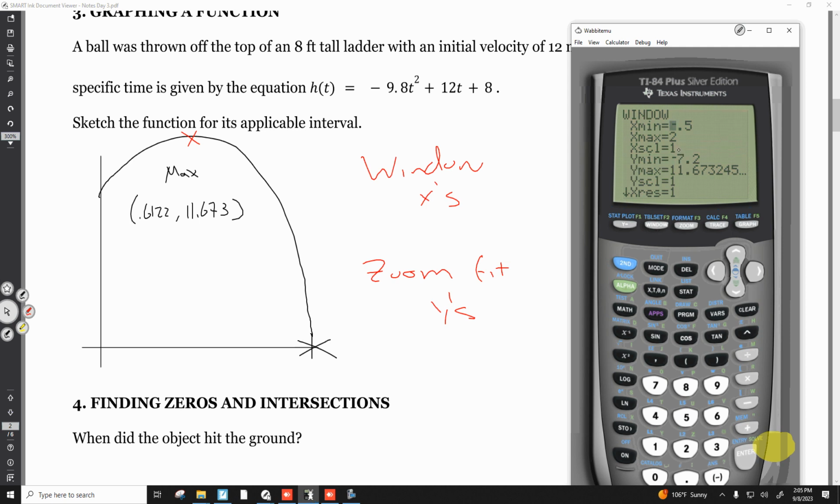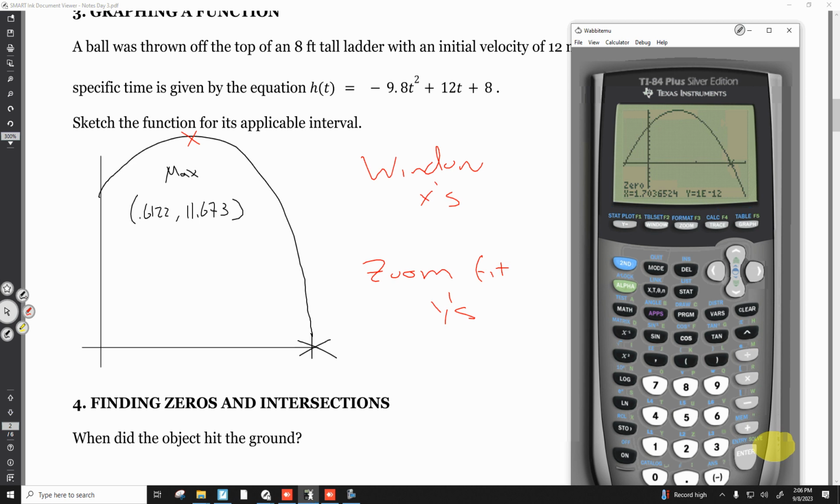Okay? Cool. Now, next thing, let's find the 0. Everybody, second calc. Second calc, 0. This is one way to find a 0. It's actually not my preferred way. I'll show you the other way to find my 0. Again, it asks you for a left bound and a right bound. So you're going to go to the left of your 0. Here's my 0. Go to the left of my 0. Enter. Go to the right of my 0. Enter. Press enter one last time.